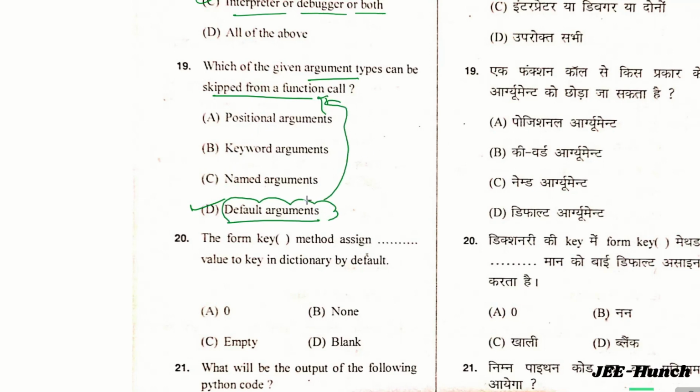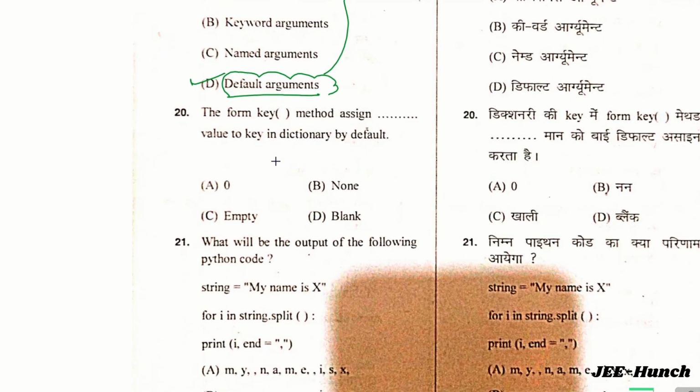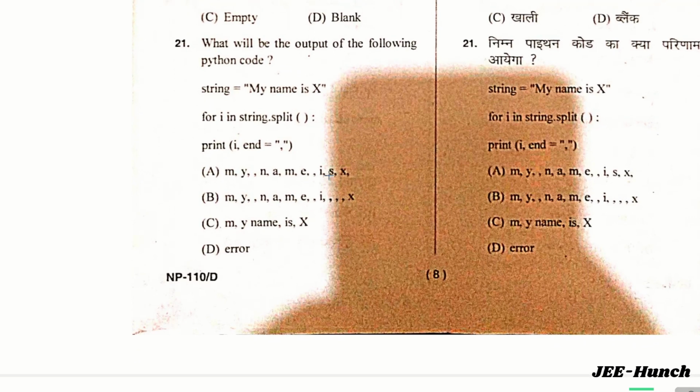And you know, next 20, the fromkeys method assigns value to key in dictionary by default. Value to key in dictionary by default. So your answer will be option number B, none. This key is defined like none. Question 21, what will be the output of the following Python code? This is Python code 7.